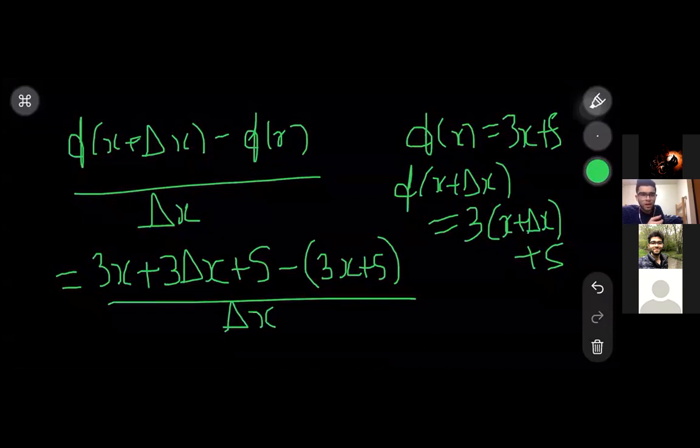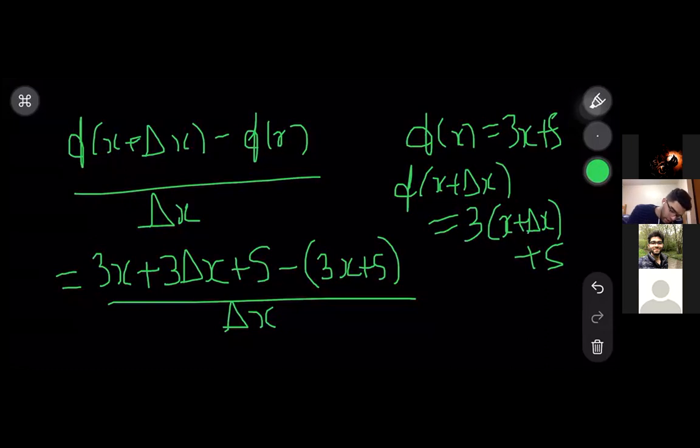Okay, good. So right now, the 3x and the 3x get cancelled. 5 and the 5 get cancelled because it's subtracting, right? So what remains is 3 delta x over delta x, which is equal to 3. We don't even care what happens to delta x. This doesn't matter because the delta x gets cancelled. In this case, whether delta x went to 0, whether delta x went to 10,000, whether delta x went to negative 20,000, our answer would still be 3 because we eventually would have 3 delta x over delta x. So delta x gets cancelled. Any doubts about this?